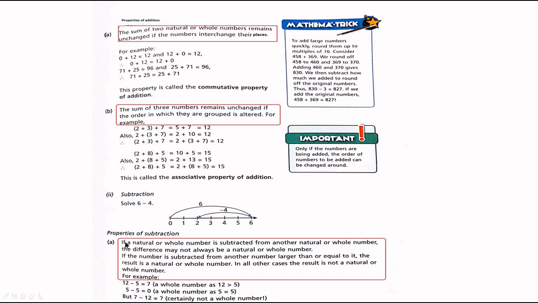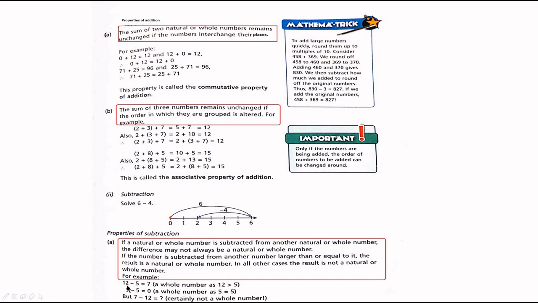Subtraction. Property of subtraction. If a natural or whole number is subtracted from another natural or whole number, the difference may not always be a natural or whole number. If the number is subtracted from another number larger than or equal to it, the result is a natural or whole number. In all other cases, the result is not a natural or whole number.